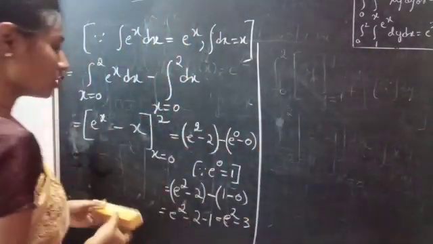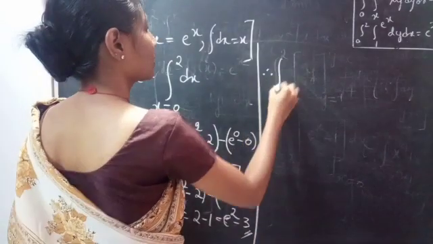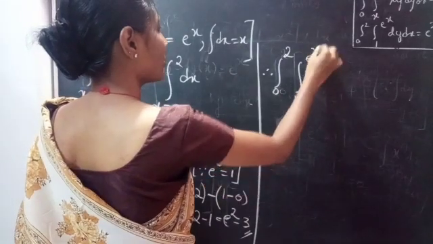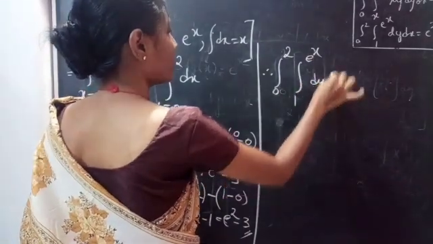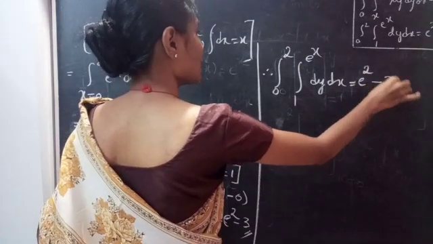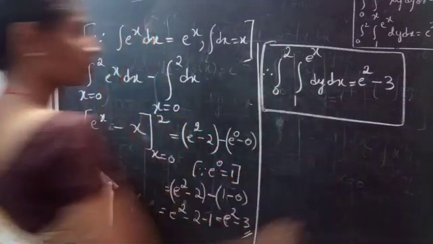This is your answer. Therefore, integral 0 to 2, integral 1 to e power x, dy into dx is equal to e power 2 minus 3.